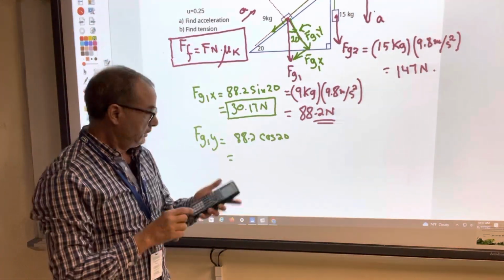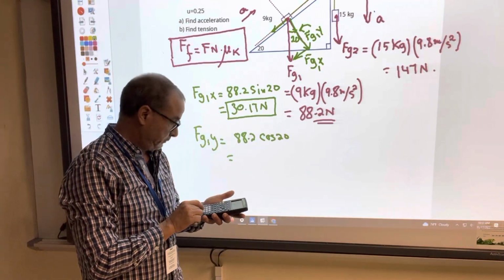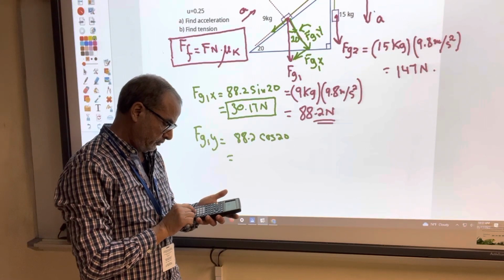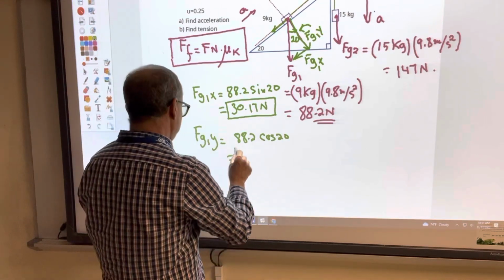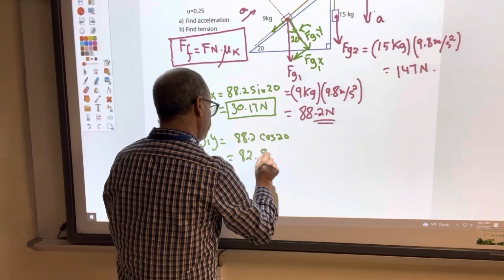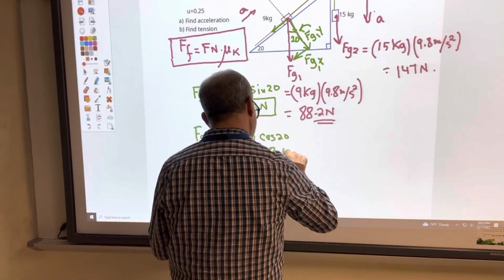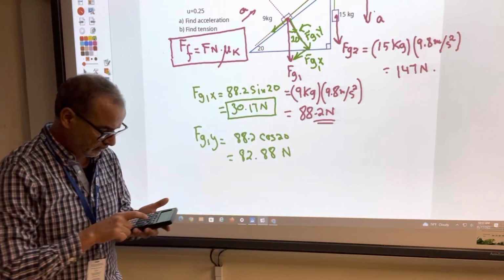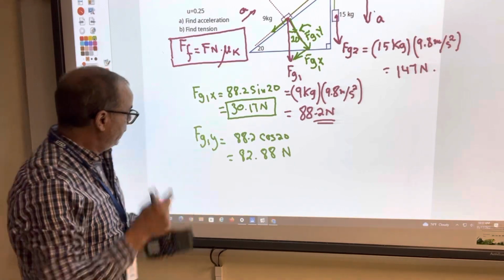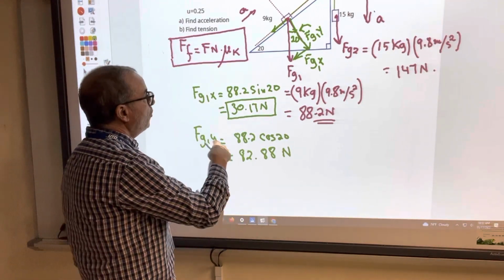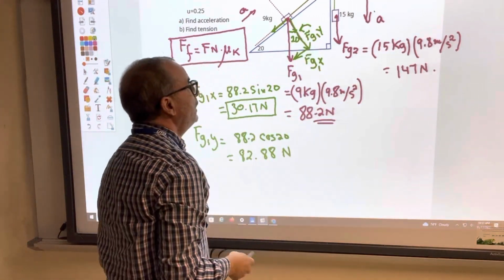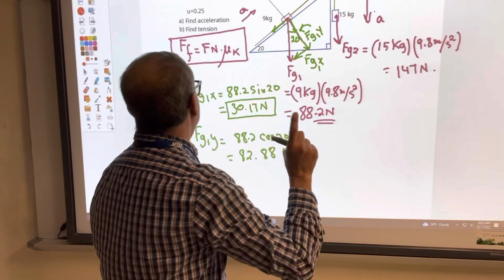So now we calculate cosine of 20 and multiply that by 88.2, which is 82.88 newtons. Let me double check again, because sometimes it just changes to radians. Oh, it's in degrees. That's good. So this is my y component of this gravity. So we have all the forces except one more.